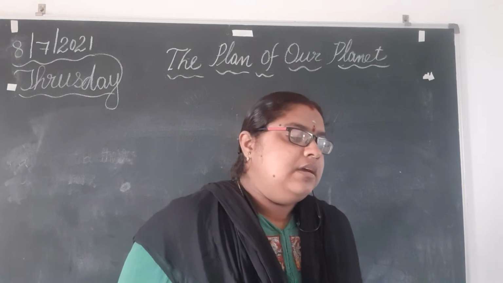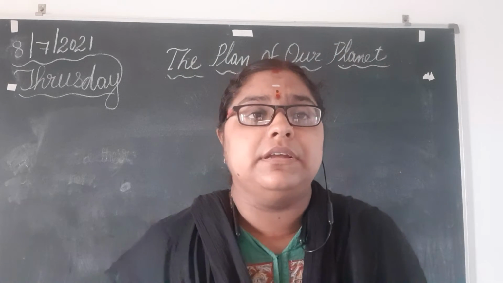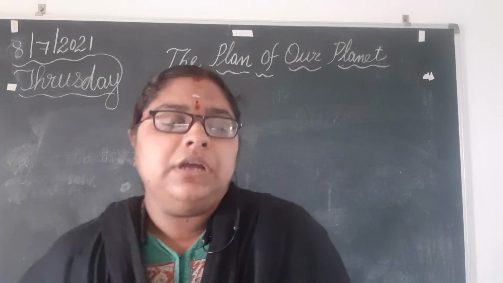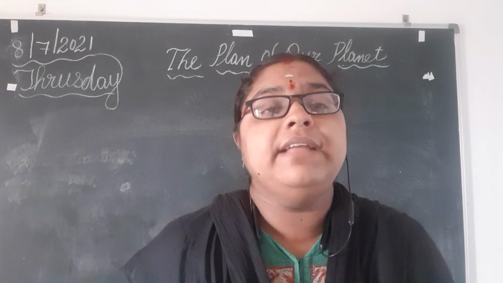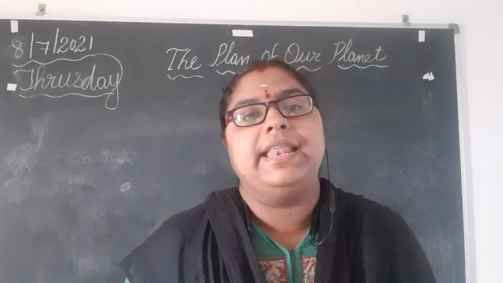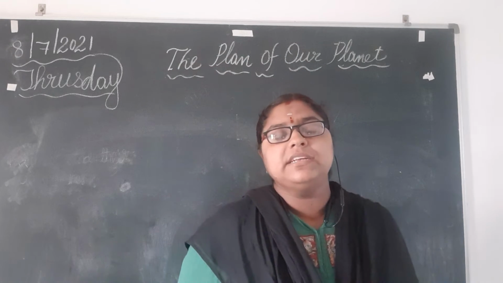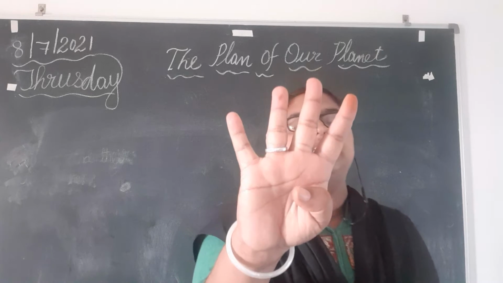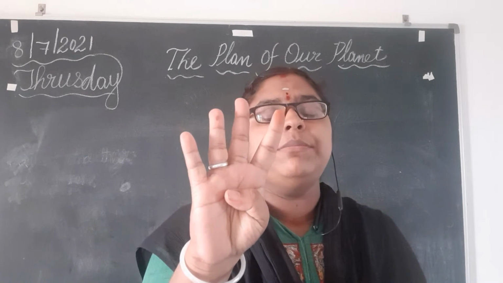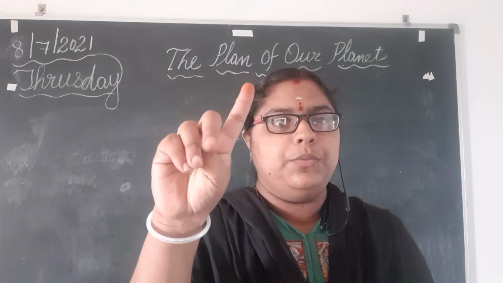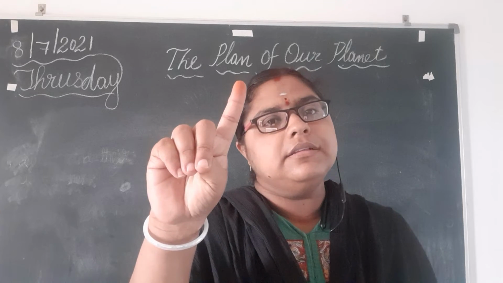Next, compass rose. How does the compass rose help to use the map? The compass rose is used for pointing to places in the north, east, south and west directions. How many directions do we have? We have four directions. What are they? North, east, west and south.